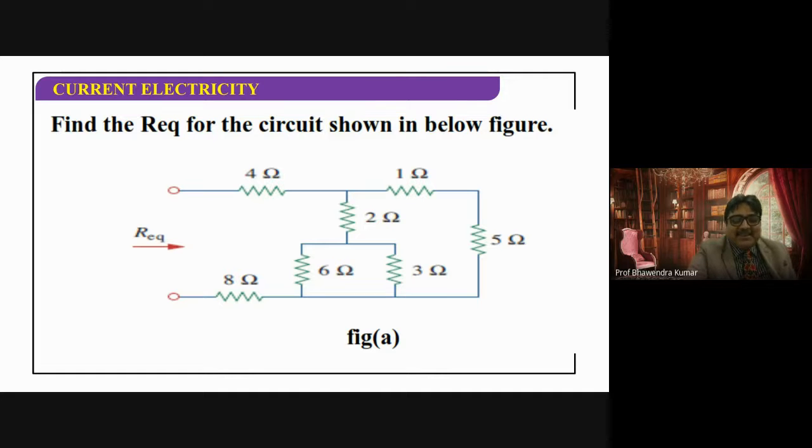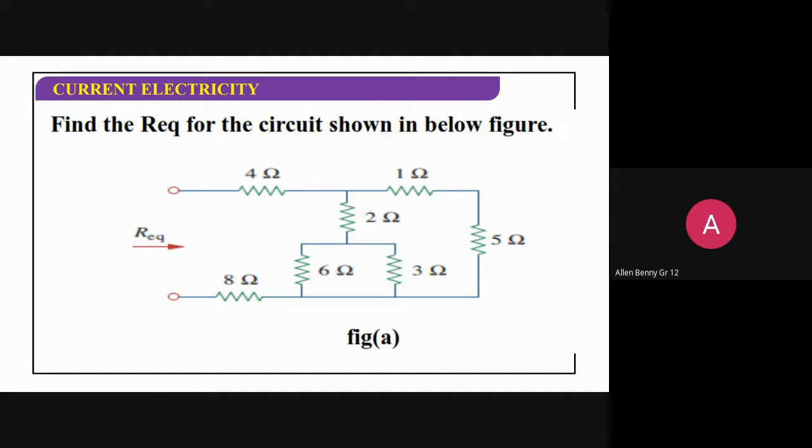Yes, Alan. So I got 14.4. Okay, then 14.4. Why then?